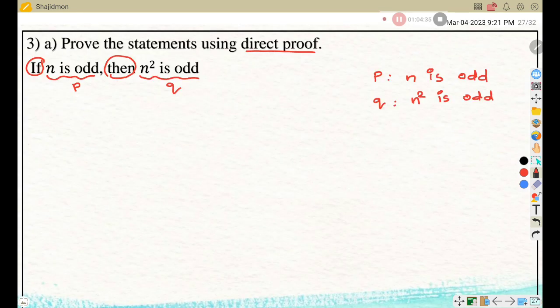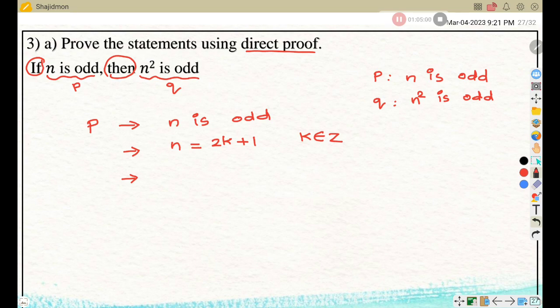Start with P, direct proof. Okay, so we need to start with P. What is P? N is an odd number, correct? Now, if n is odd, how to write n? N equal to 2k plus 1, correct? Where k belongs to Z. Now, what do we need to check actually? We need to check n square is odd or not. Because P is true, we assumed. Okay, we assumed P is true. Now we need to check Q is also true. We need to show n square is odd.